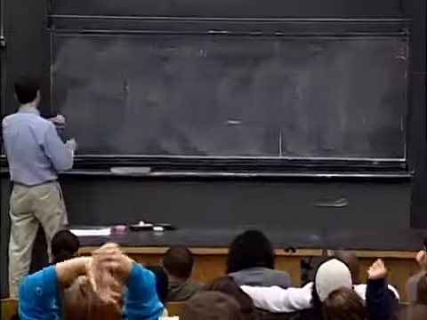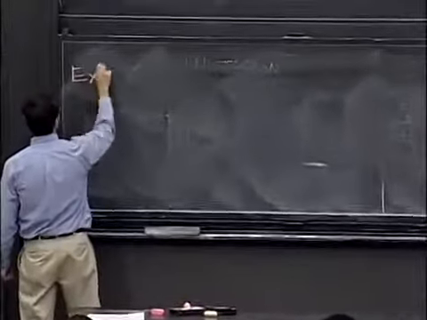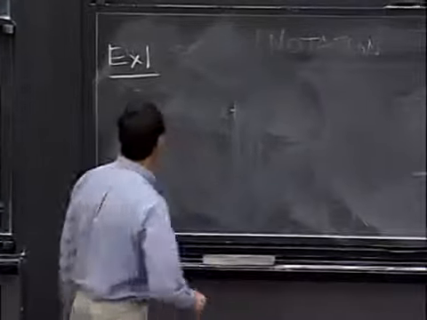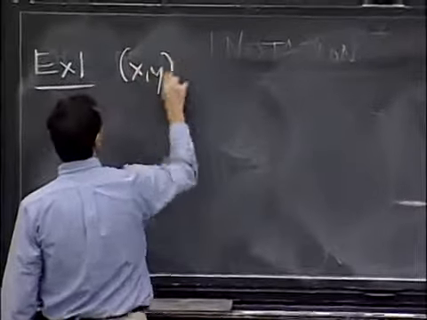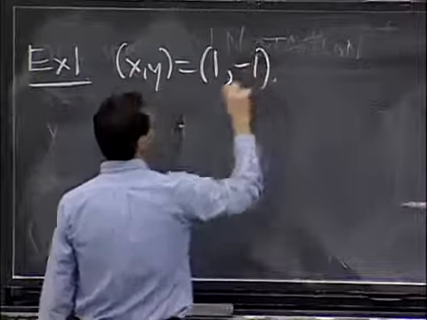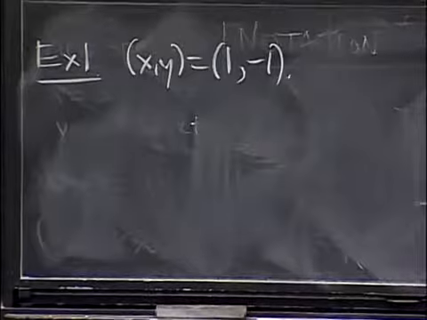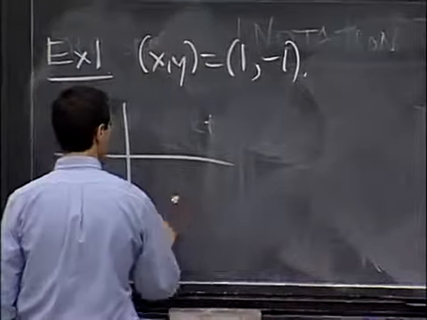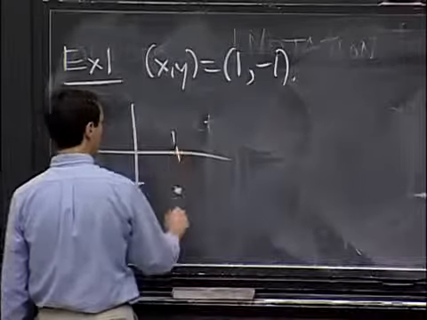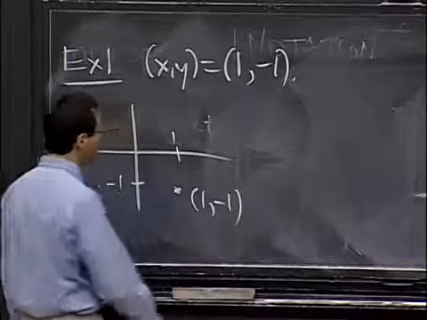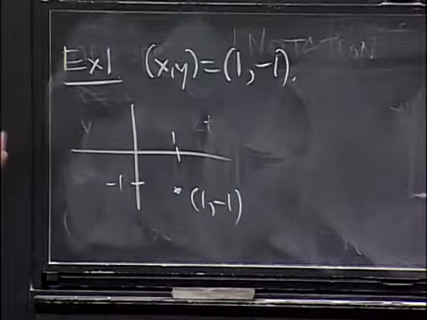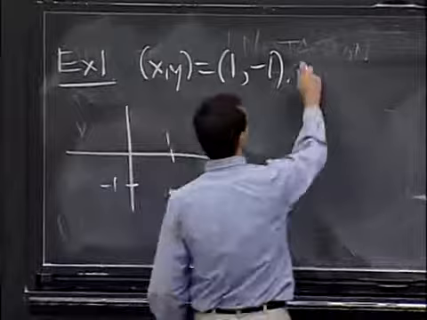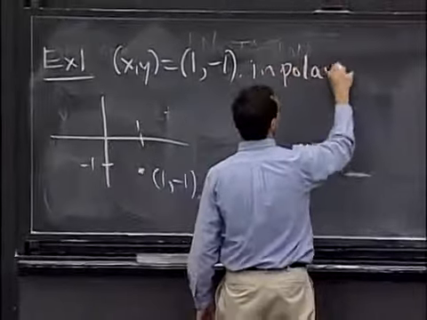And so let's try a few examples here. Tons of examples. We'll start out very slow. If you have xy equals 1 comma minus 1, that's a point in the plane. I can draw that point. It's down here, right? This is -1 and this is 1. And here's my point, 1, -1. I can figure out what the representative is of this in polar coordinates.